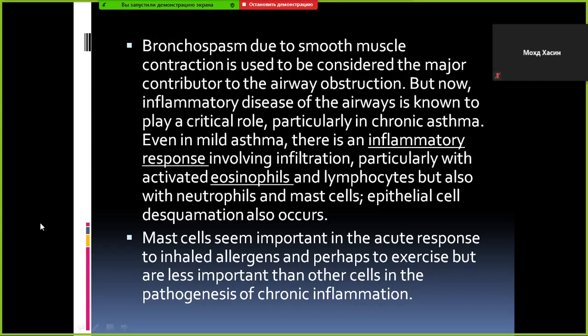So this is a very important idea. You must remember that bronchial asthma is allergic inflammation in which eosinophils play the main role. It means that our treatment must influence this allergic inflammation, even in mild bronchial asthma.